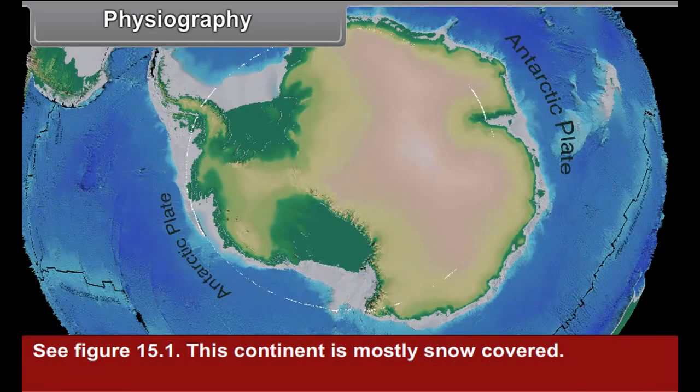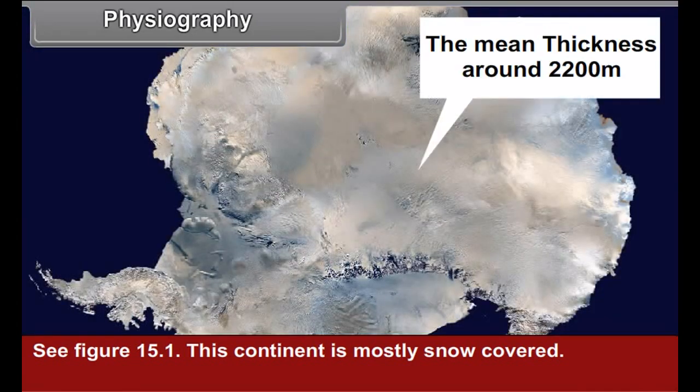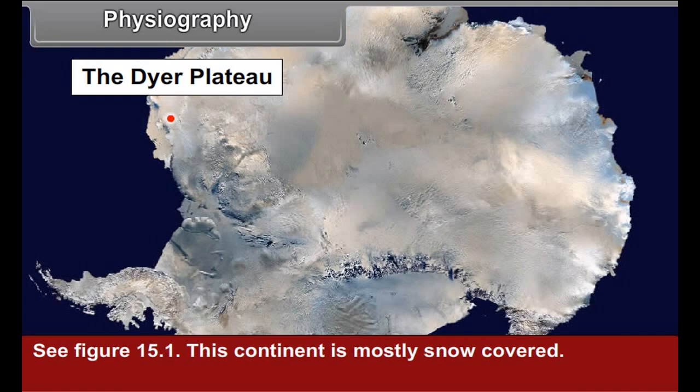Physiography. See figure 15.1. This continent is mostly snow-covered. The mean thickness of snow here is around 2,200 meters, whereas the maximum thickness is around 4,500 meters. The central portion of this continent is a plateau, and there are a few mountain ranges along the sides. The Dire Plateau is situated on the Antarctic peninsula of this continent.